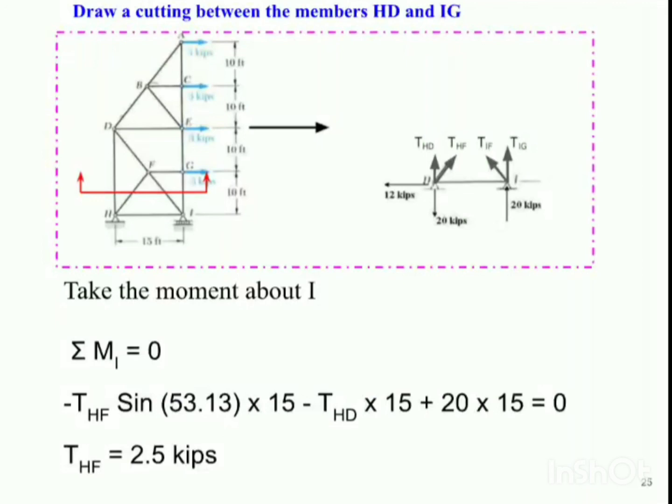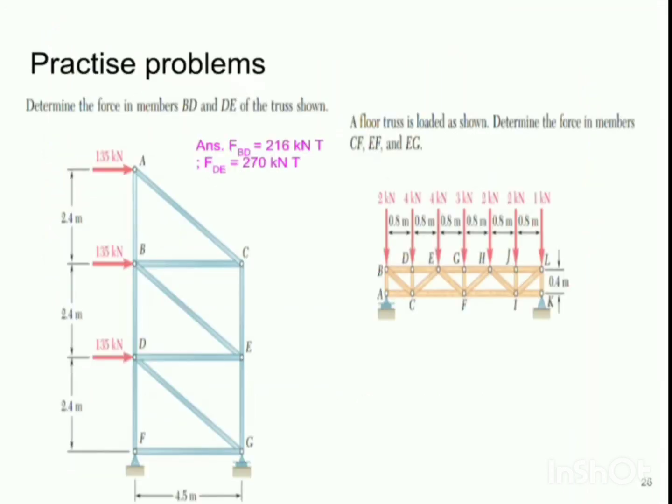So, depending upon the number of unknowns, it may be required for us to use more than one section line. And in some problems, one section line would be sufficient for finding out the unknown member forces. So, this condition varies from problem to problem. Next, I'll provide you with some practice problems. You can pause the video and note down the problems for your practice.